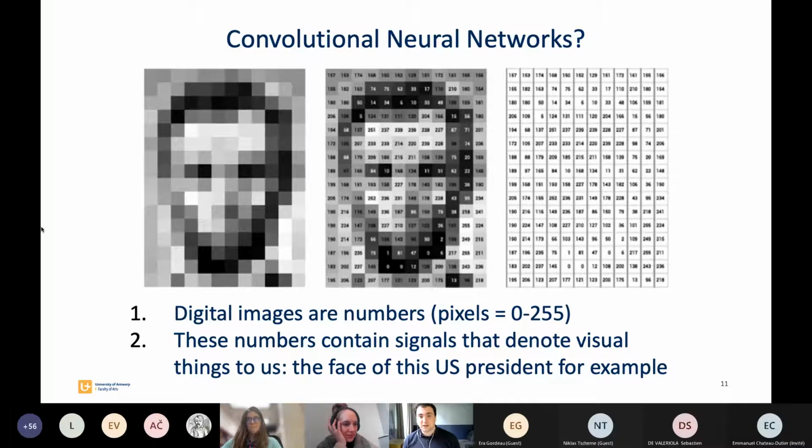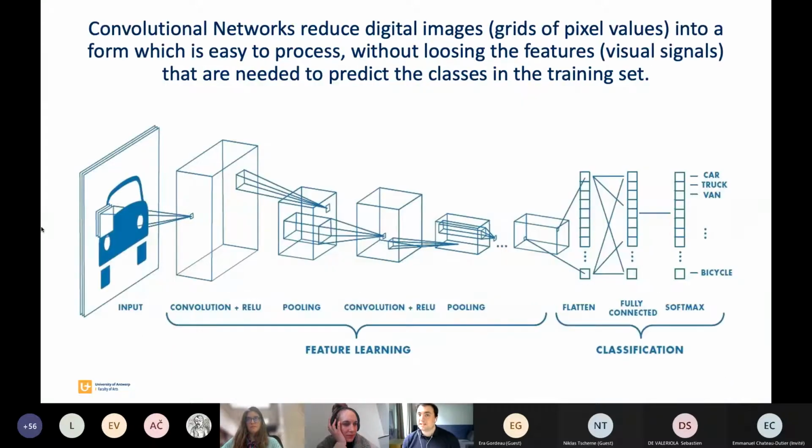You can see here that the face of the US President Abraham Lincoln is built up of this collection of numbers. So what a convolutional neural network basically does is it tries to reduce these grids of pixel values, these digital images, into a form which is easy to process. And it does so without losing the features, as they are often called, the visual signals that are needed to predict the presence of a certain thing in that image. So in this case, we could, for example, ask: what are the essential relationships between the pixel values that denote the face of Abraham Lincoln to us?